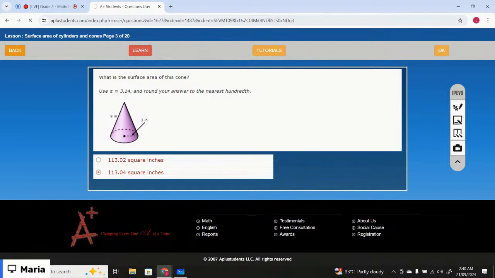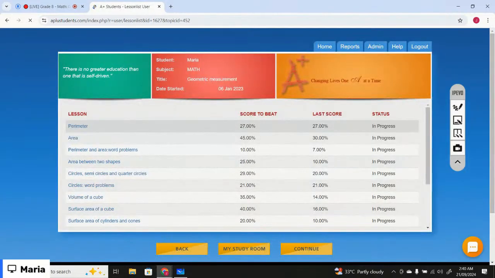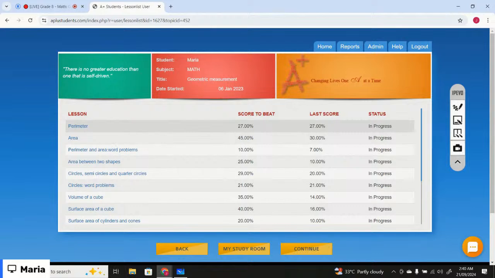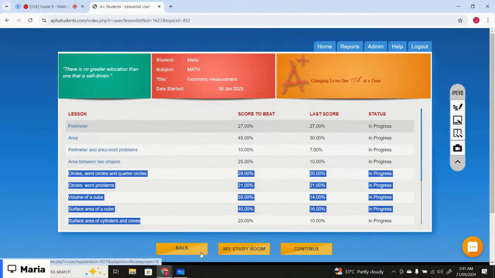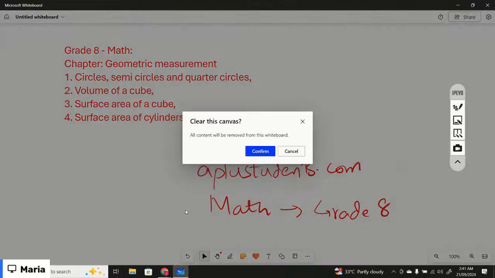Okay, you can complete the lesson by yourself later today. So we were working on grade 8 maths. The lessons we have covered today are circle, semicircle and quarter circles, then the volume of a cube, surface area of a cube, and surface area of cylinders and cones, right? So please make sure before the next session you complete all the practice questions for the lessons we just did. That is your homework until the next session.